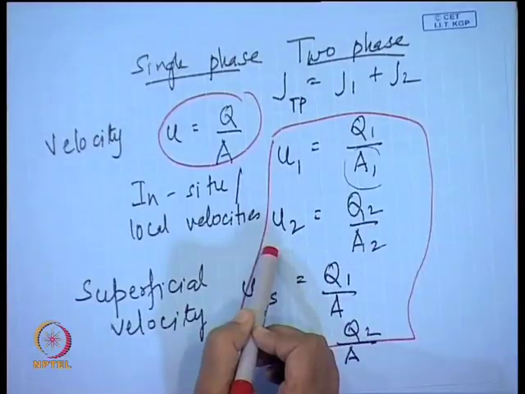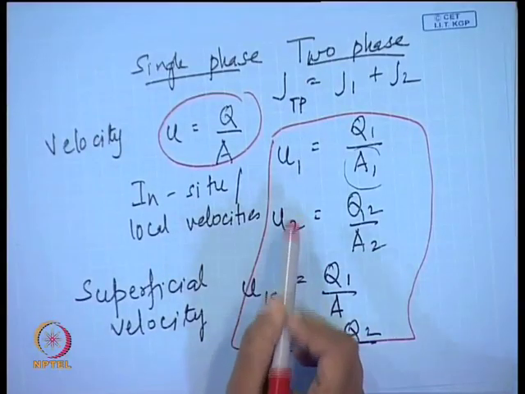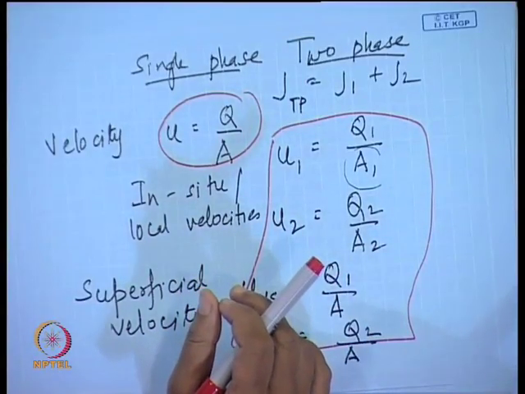Now, since fluid 1 is also flowing along with it, it cannot occupy the entire cross sectional area. So, what velocity does it have? It now has the velocity u2. Okay. So, remember, we have additional definitions of velocities in this particular case.